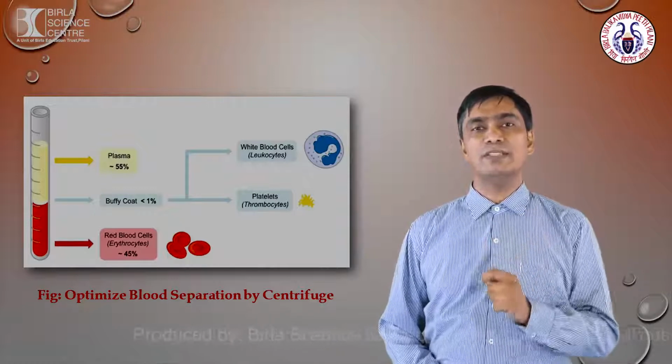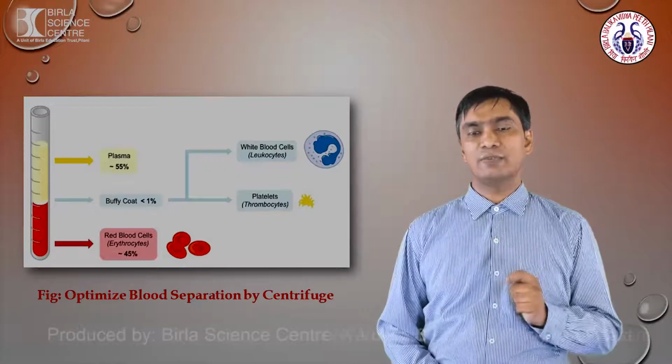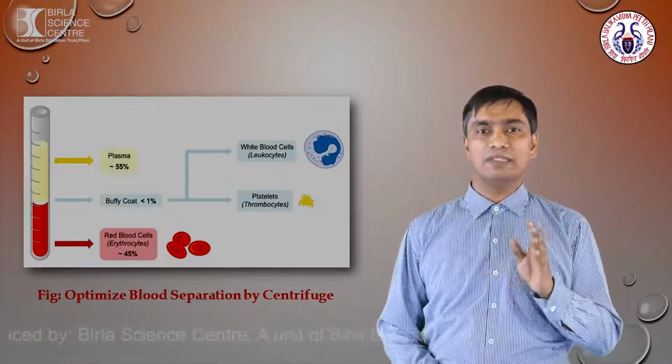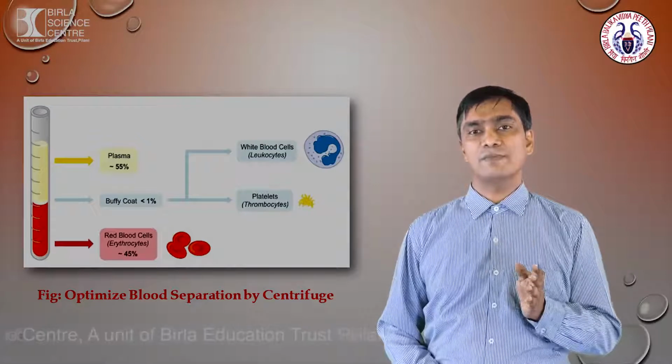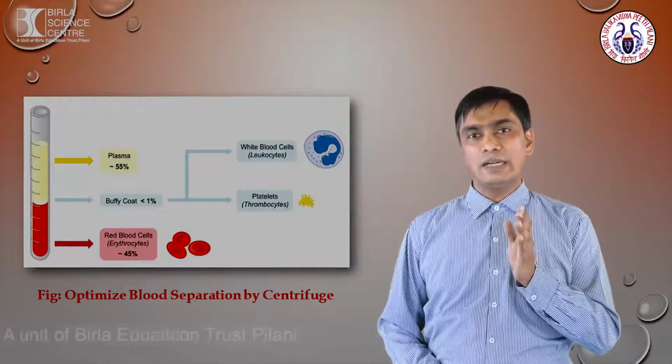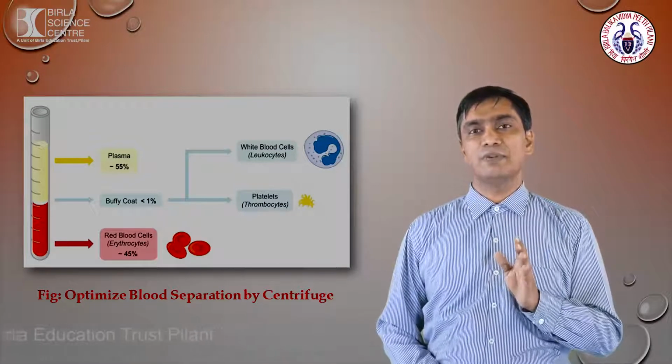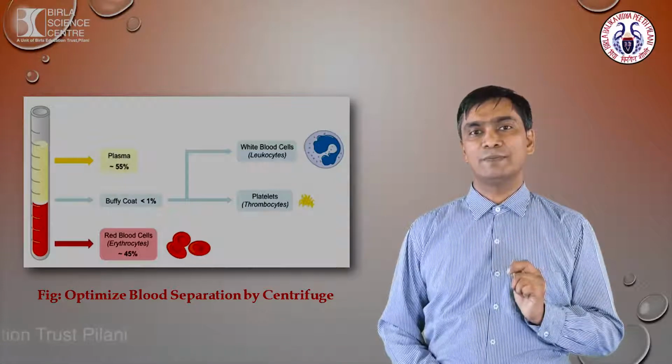The main function of RBC is gas transmission, including both oxygen as well as carbon dioxide. Platelets are mainly responsible for blood clotting, and WBC are mainly responsible for immune capacity.